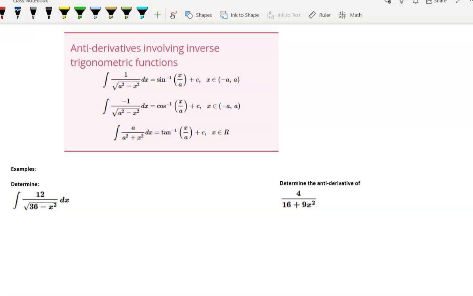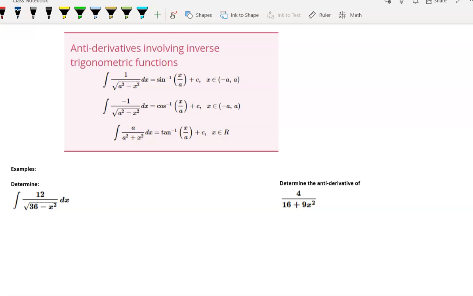The last couple of videos we've been looking at derivatives of trigonometric functions, and hopefully you've had an opportunity to have a look at the notes regarding antiderivatives or integrals of inverse trigonometric functions. In this short video, I'd like to do a few examples of applying those antiderivatives.